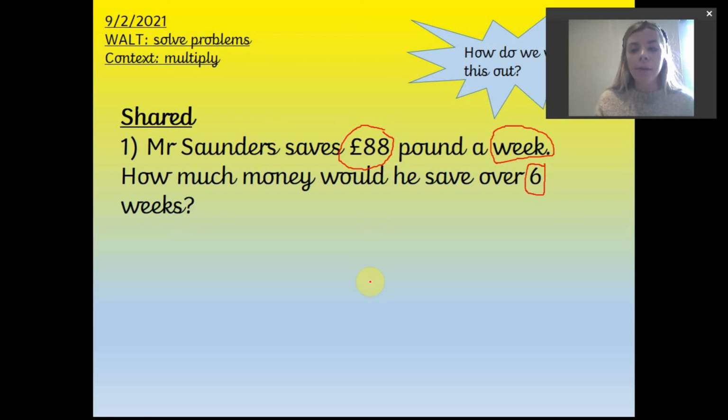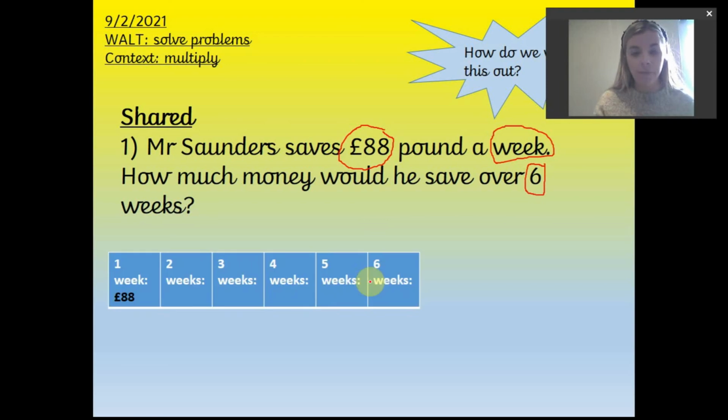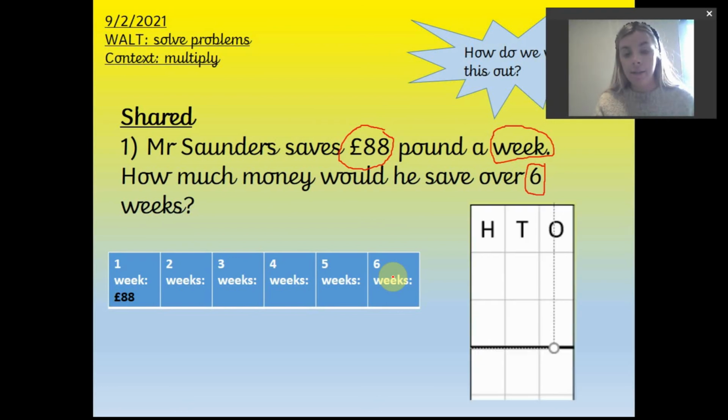Okay, so now as I'm breaking that question down, I want to see what that looks like. So that's why I've made this here. So we've got £88 in 1 week. Now we want to know how much he saves altogether in 6 weeks. So we need to work out £88 6 times. So basically we need to multiply 88 by 6. Okay, so I've got my hundreds, tens and ones here. I should do my thousands. Sorry, the thousands aren't coming up in this. I always keep having to draw them in, in case we need them. Let's draw it in. We don't always need the thousands column, but it's great to have them in anyway.